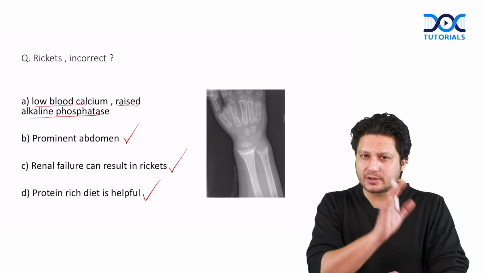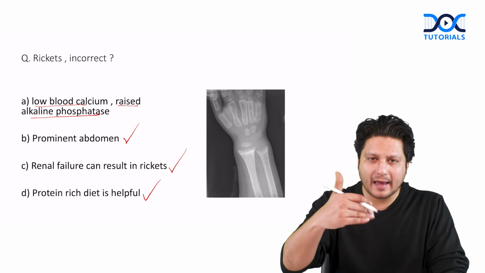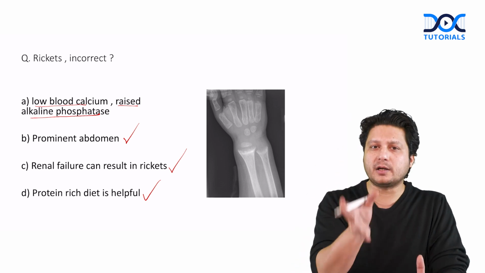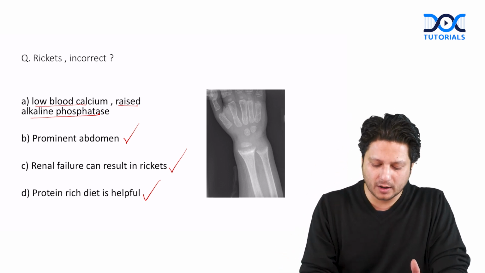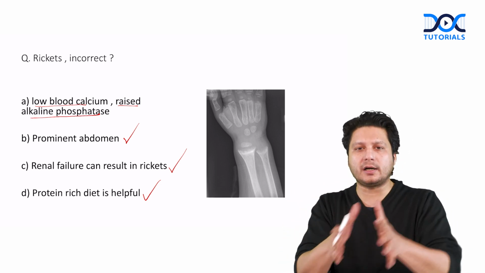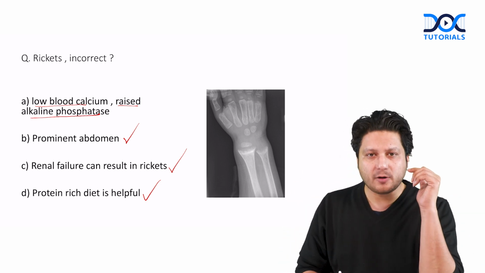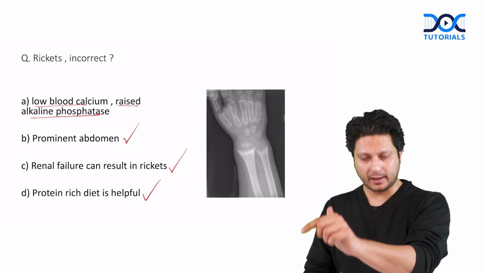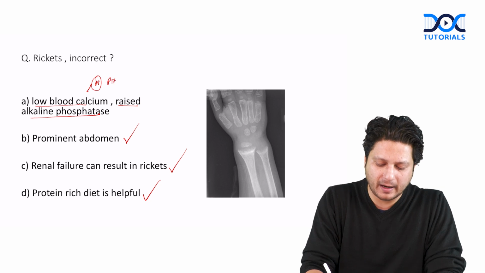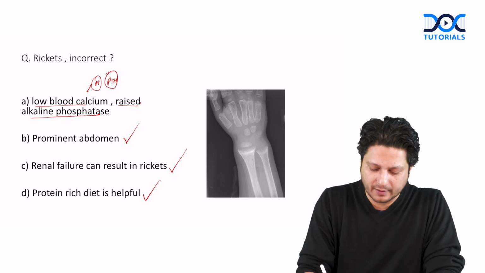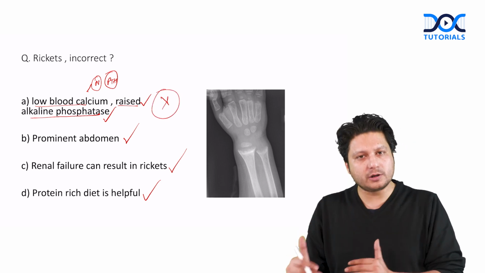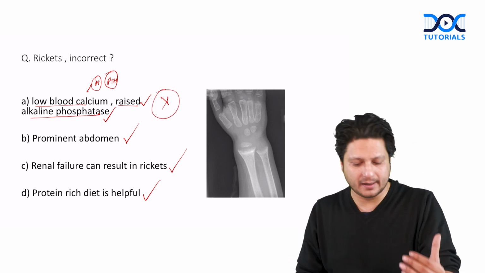So a protein-rich diet is extremely helpful in the management of rickety deformity or rickety abnormality. Obviously option number 1 is incorrect, because in the most common type of rickets, nutritional deficiency rickets, there will be a normal calcium level in the blood most of the time. The calcium level is found to be normal because it is compensated by parathormone. But there will be raised alkaline phosphatase. Yes, this is true. So overall, among all the options, this option seems to be incorrect.